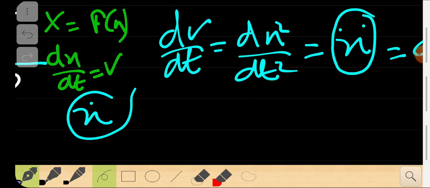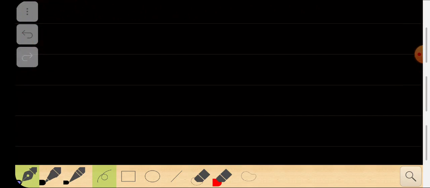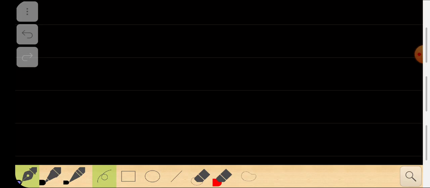Now I'm going to introduce something called the mean value theorem. The mean value theorem is in itself significant. It's the foundation of integration and differentiation. So let me introduce that concept. What is the mean value theorem?